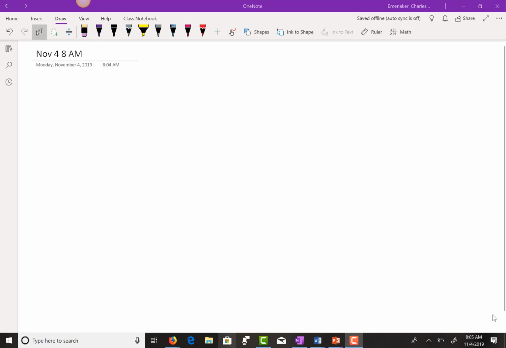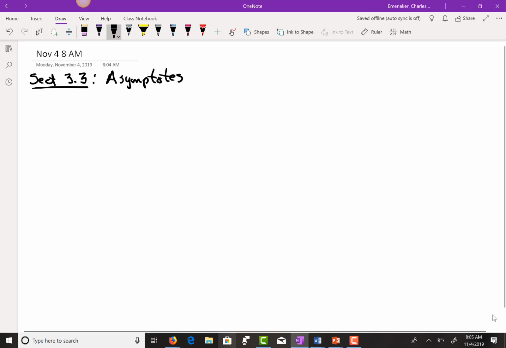Section 3.3. Going to take a look at asymptotes. There are three types of asymptotes. And we'll go through this hopefully pretty quickly. First is, how on earth to even spell asymptotes? Well, there it is. Okay, three types that can occur. You can get vertical, you can get horizontal, and you can get slant.